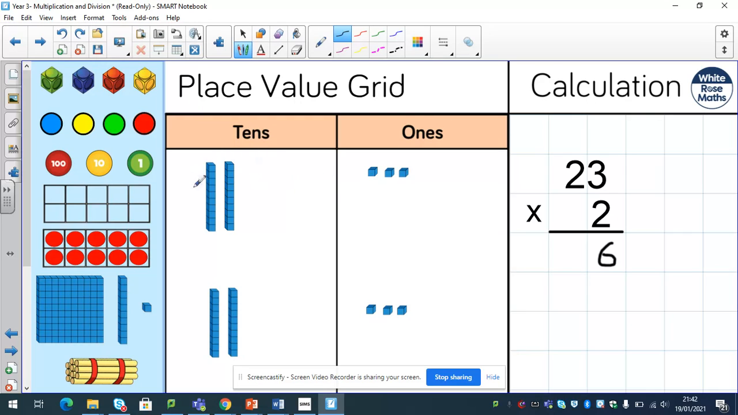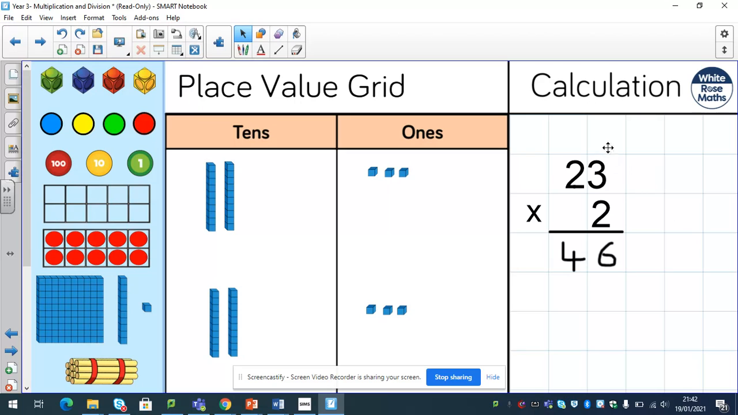Now I'm moving over to my tens column. This time I've got two groups of 2 tens. So this 2 here is in my tens column, so I've got 2 times 2 tens. So 2 times 2 is 4. Look, 1, 2, 3, 4. But because they're tens, the 4 needs to be put in my tens column, because really that's not 4, is it? That's 40, because all of those are tens. So the answer to 23 multiplied by 2 is 46.